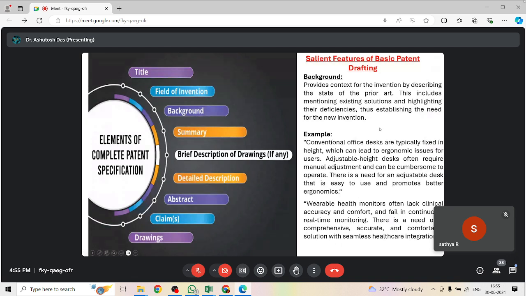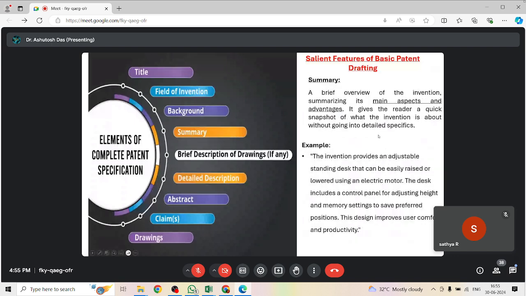What background encourages you to continue your work? Next comes summary. A brief overview of the invention, summarizing the main aspects and advantages. What is the main advantage of this? Summary means: so far it was problem, the background touched on the problem. Now the summary of the advantages is the positive part. The problem was only explained. Now the advantages of your invention are expanded.